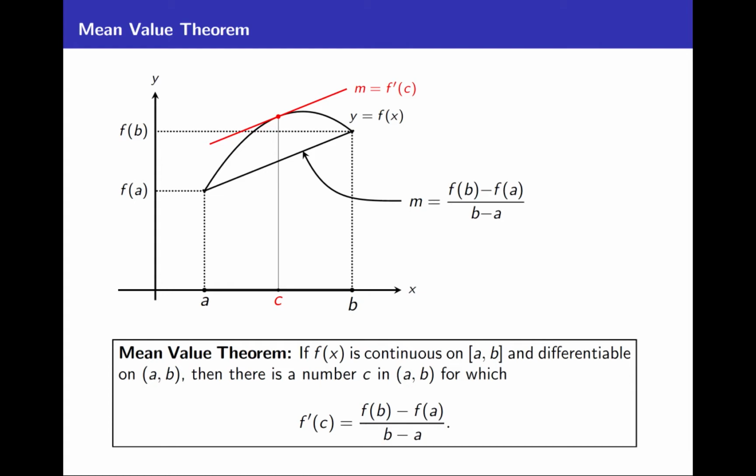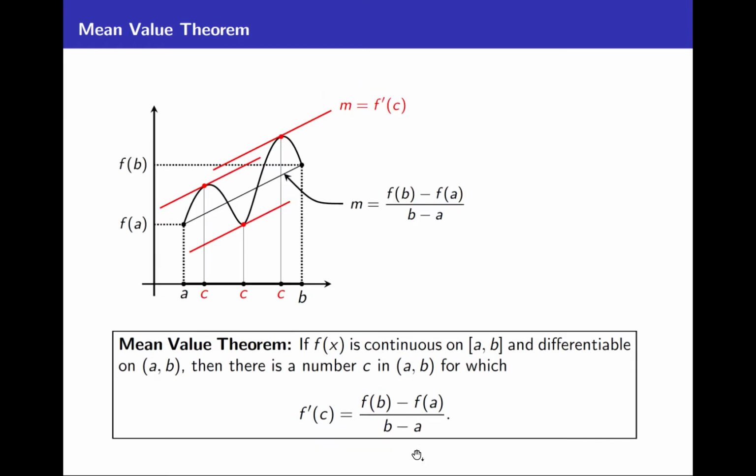I want to point out in the mean value theorem that this number c is guaranteed, but what it's saying is that there always is such a number c. There could be more than one number c that meets this condition, f prime of c equals f of b minus f of a over b minus a. For example, the picture might look like this.